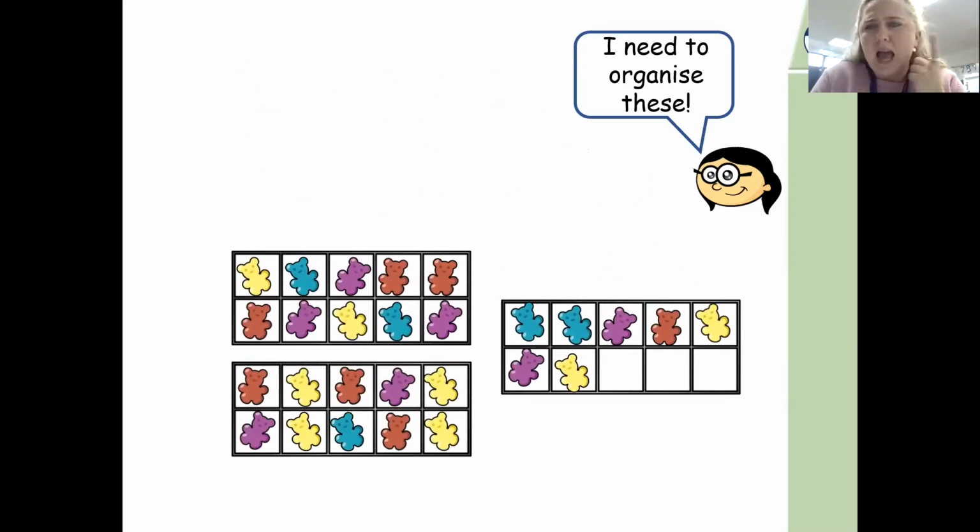There we go. How many teddy bears do I have? Let's count them in the same way that we counted the last ones. Write on your whiteboard how many you think we have, and then I'll count them with you. Pause me.